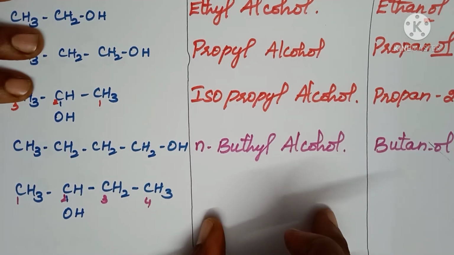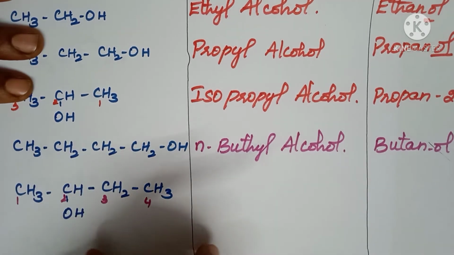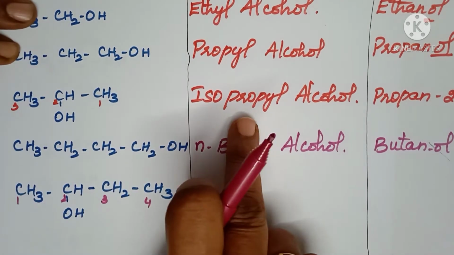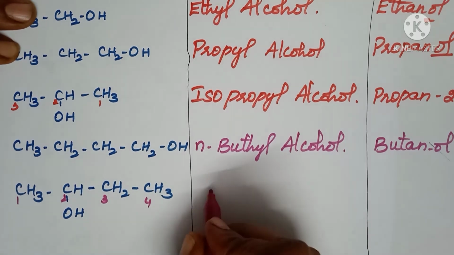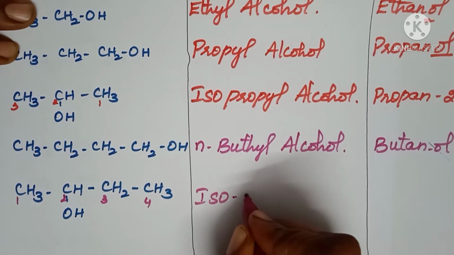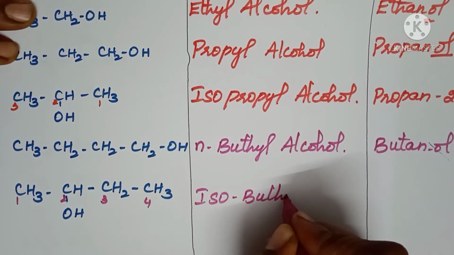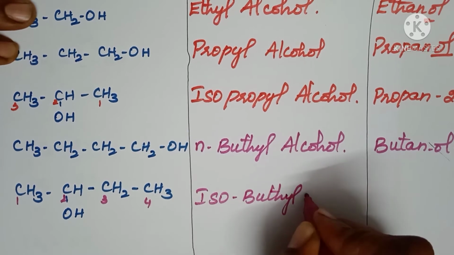Now what is the common name of this compound? See here, as in isopropyl alcohol, here it is iso. How many carbons? Yes, butyl alcohol.